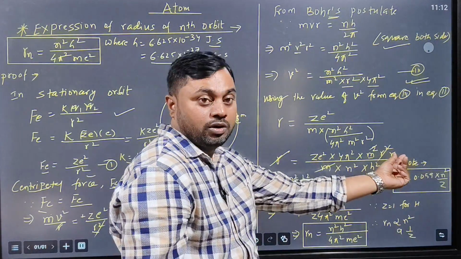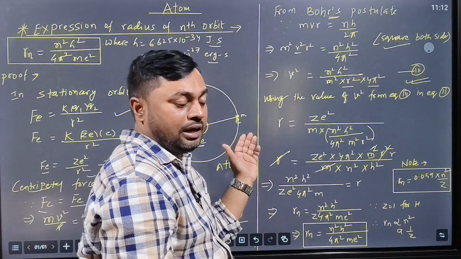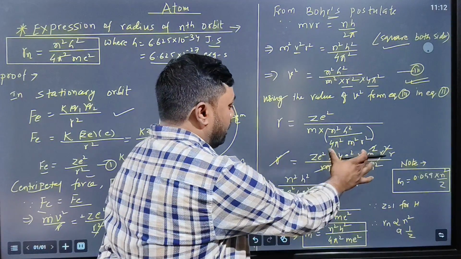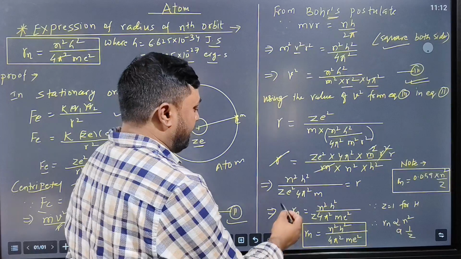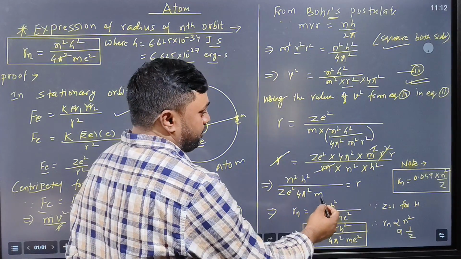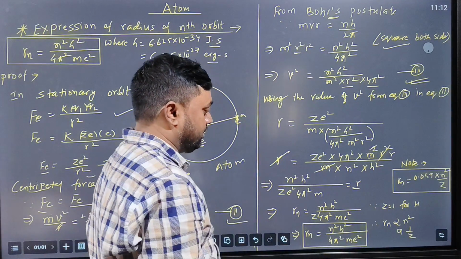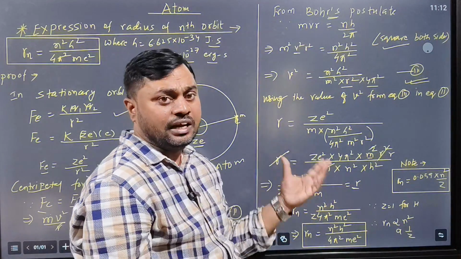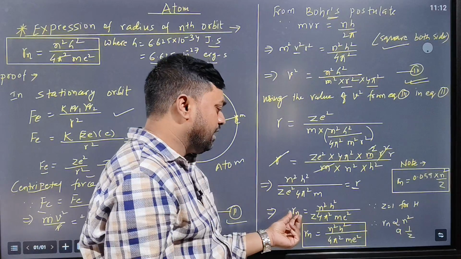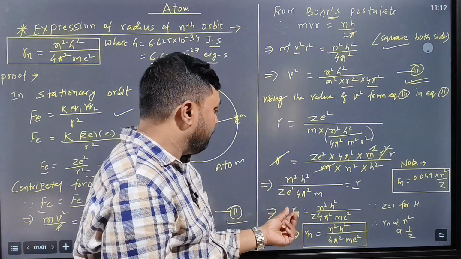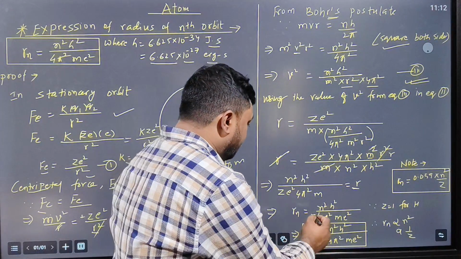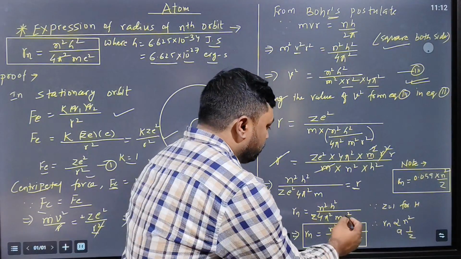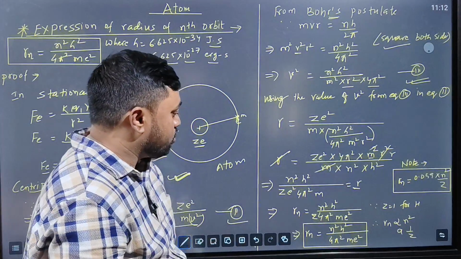Now keep the r on this side and move the remaining terms to the left hand side. So we can write small r is equal to n square h square, this whole term will come to the denominator, by Ze square 4 pi square m. Yes or no? This is the radius. Is it clear? So if you consider it in general, we can write Rn, the radius of nth orbit, as n square h square by Z, just rearranged, 4 pi square m e to the power 2.